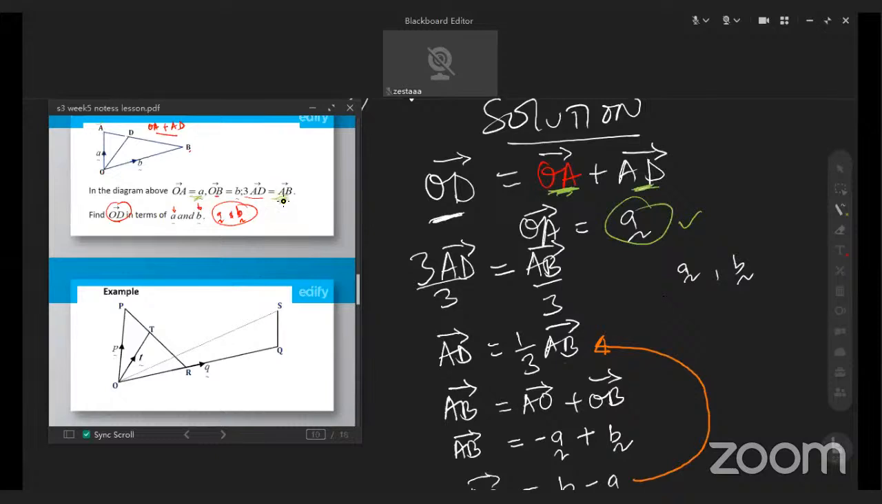Like here, don't go and say AD is equal to again, you see you get confused first. OB.